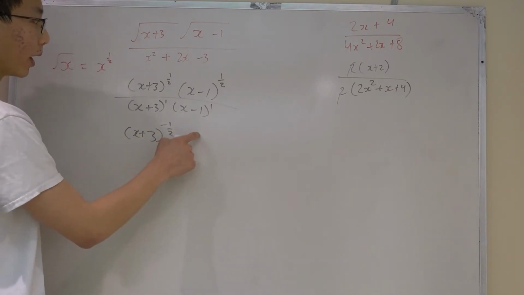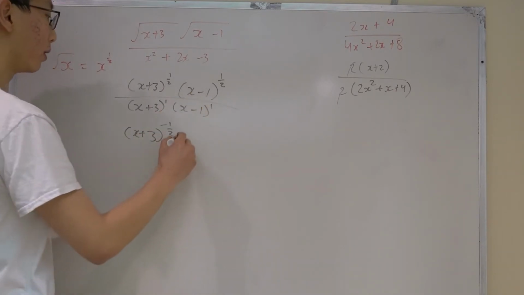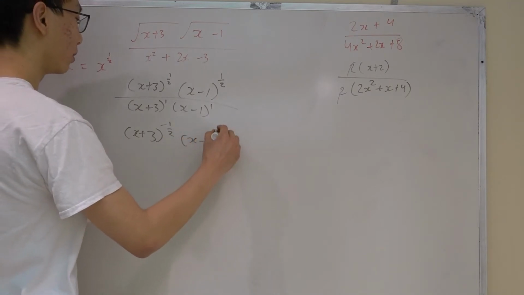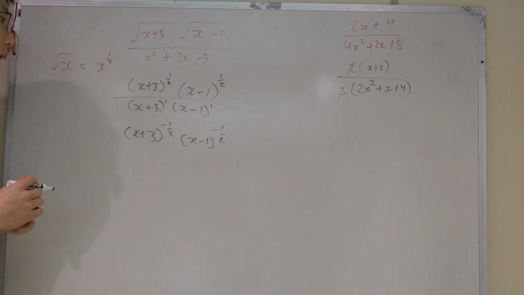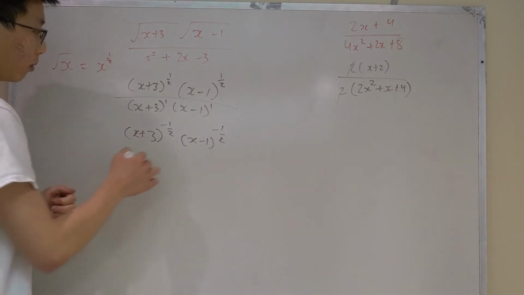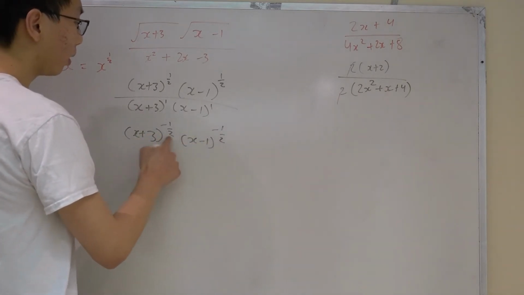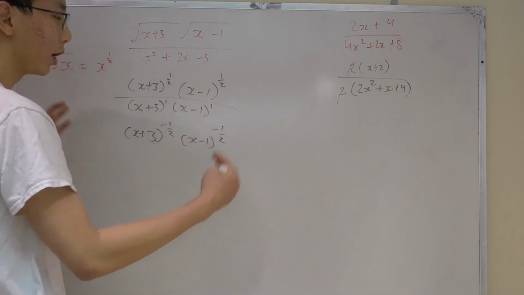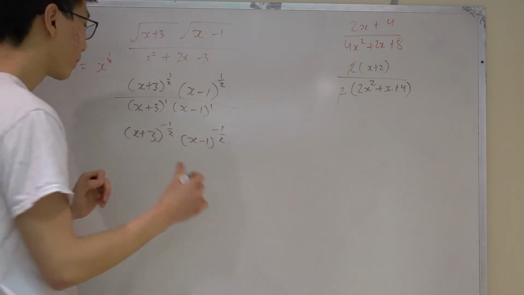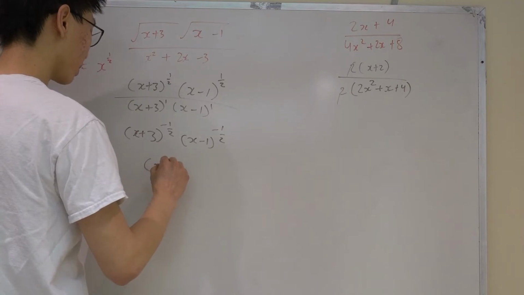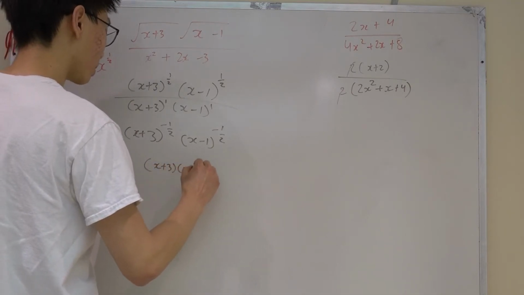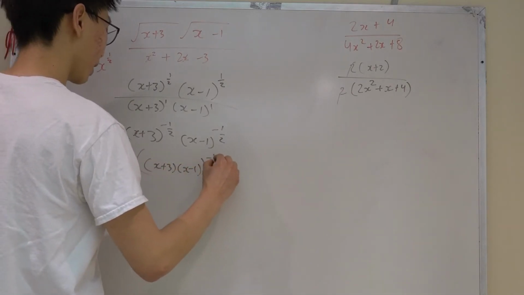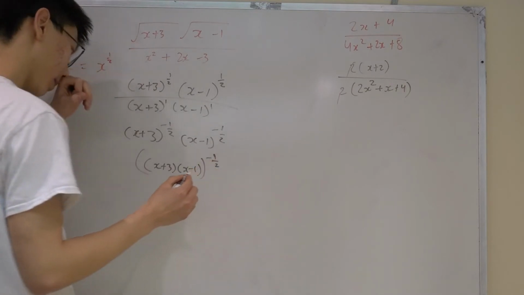In a similar way, I could do this one. This would give us x minus 1 to the negative 1/2. Okay? The last thing you might want to do is, because these two are both under the same power, you can combine them all together. So I could write it as x plus 3 times x minus 1, all of this to the negative 1/2 power. And then I'm done.